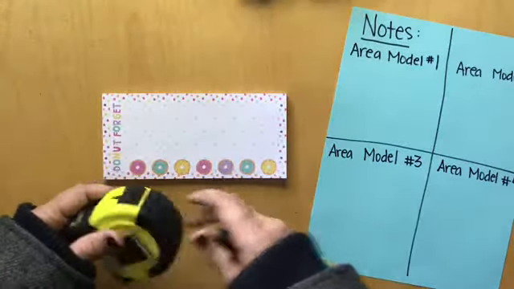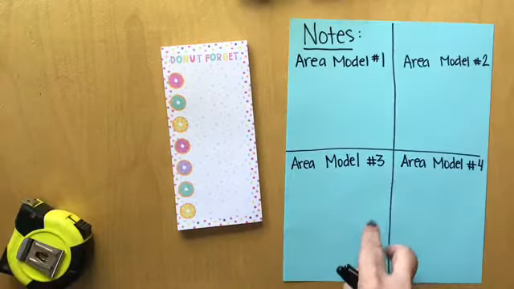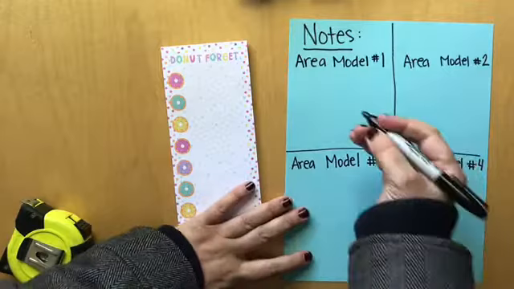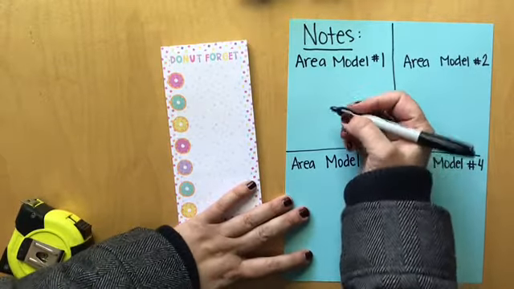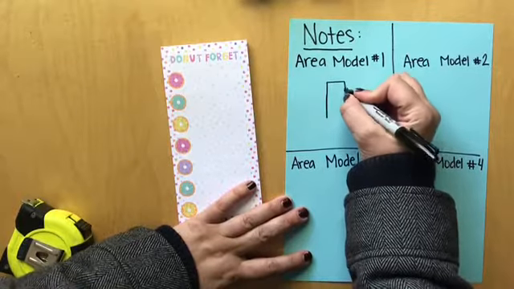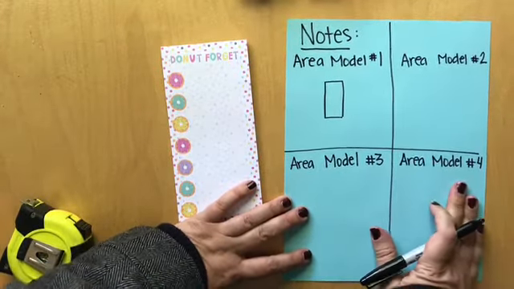Now, how do I write down this information that I just found out when I was measuring the sides? I'm going to create an area model. My area model shows what in real life I measured. So I'm going to draw a rectangle that looks like a smaller version of my list. Will you please draw that area model as well?